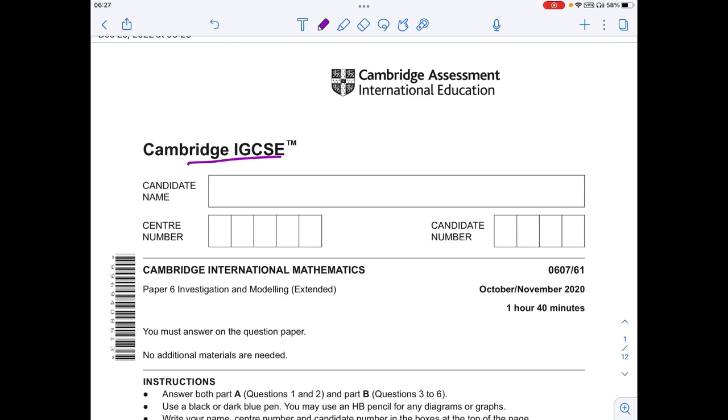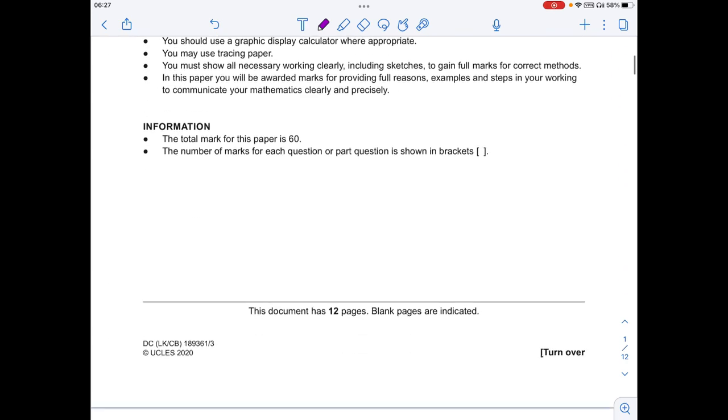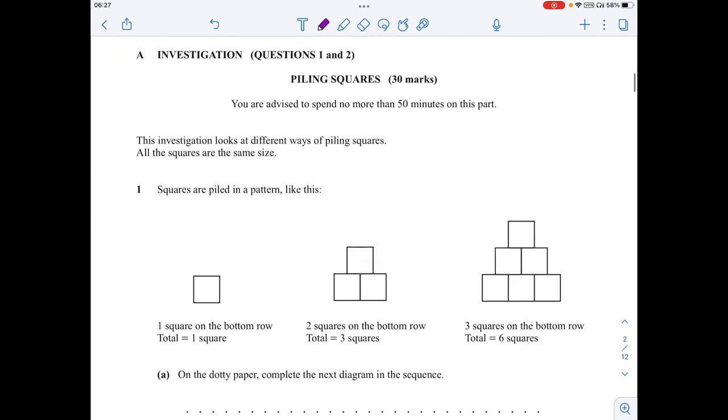This is Cambridge IGCSE International Mathematics, October November 2020, 0607, paper 61. So the first one is investigation. Question number 1 and 2, piling squares, 30 marks out of 50 marks.